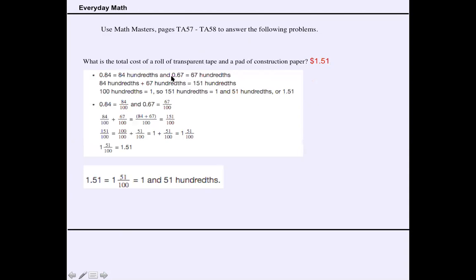So you can do 84 hundredths, this is words, plus 67 hundredths. You can add the decimals. You can add the fractions. 84 hundredths plus 67 hundredths is 151 over 100, which we know equals 1 whole plus 51 hundredths, which equals $1.51. All of these strategies, even the one that I showed you, we're all going to get to the same answer.